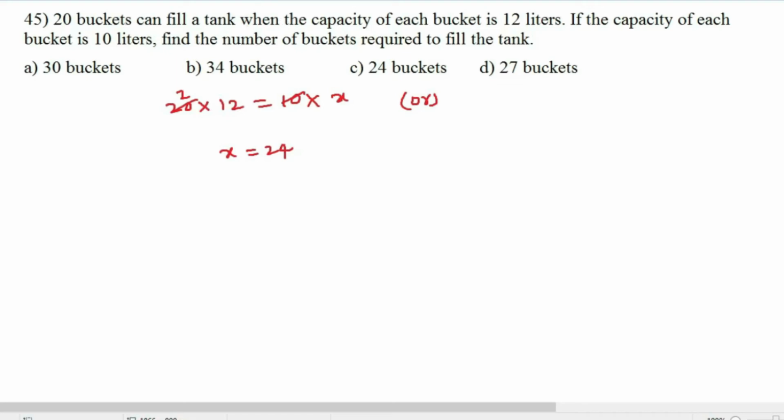Or, each bucket is 12 liters. So one bucket equals 12 liters.